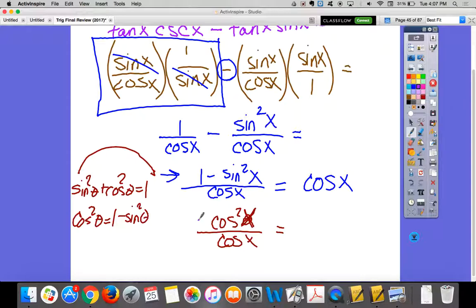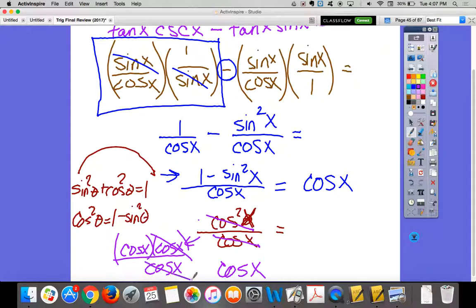Not with a 2 up there, but that's cosine times cosine up there, and a cosine in the bottom. So one of these reduces with that one down there. So you have one cosine left over. As a better explanation, think of it like this. You have cosine times cosine, and in the bottom you have cosine. So you can see that a pair will reduce, and you're left with that one, which is exactly what you need, okay?